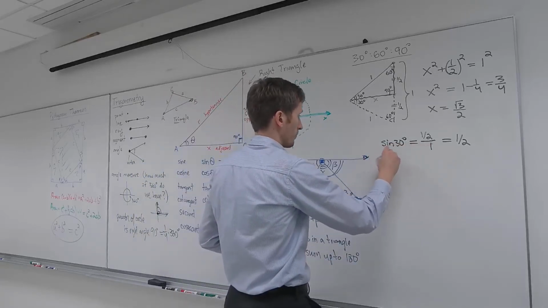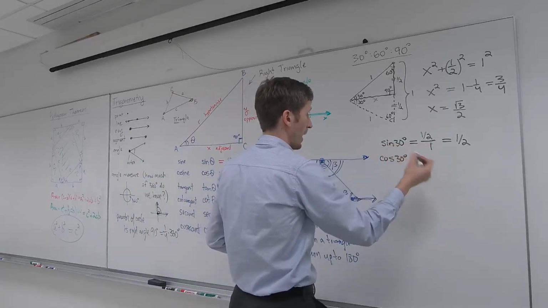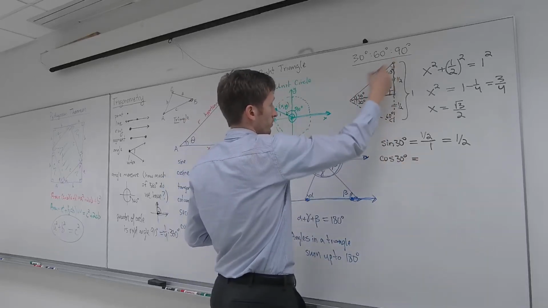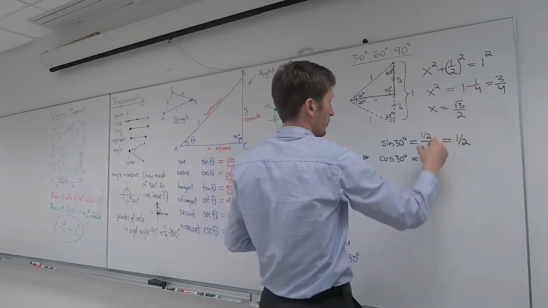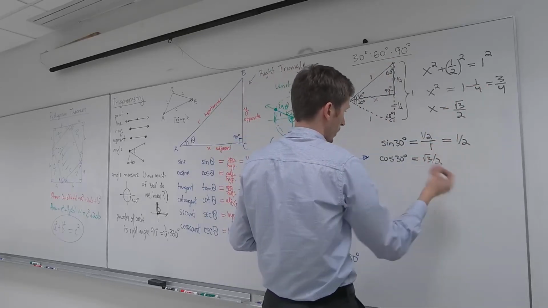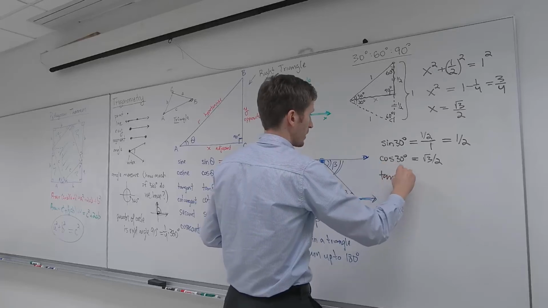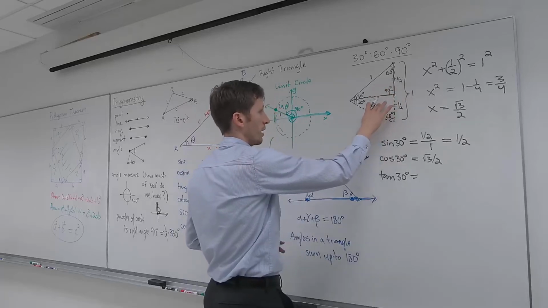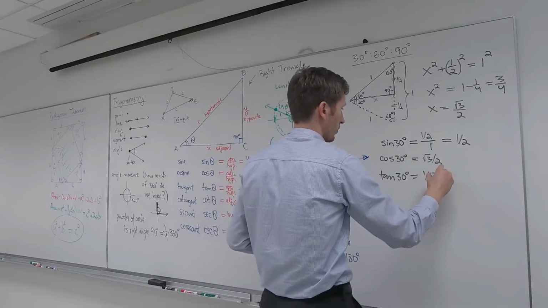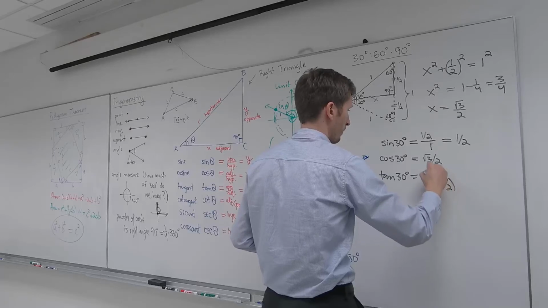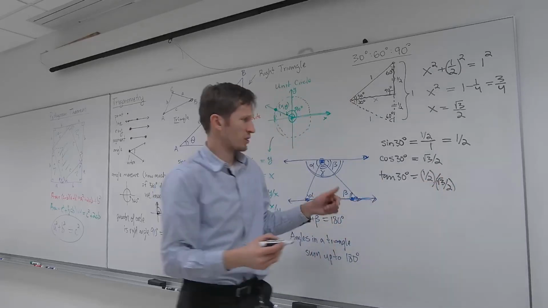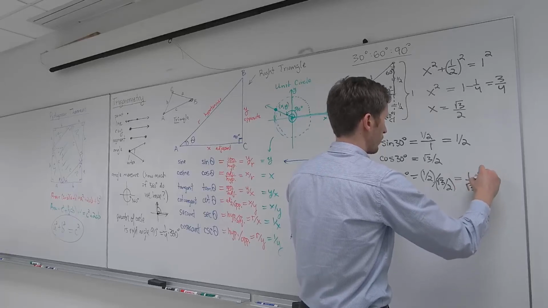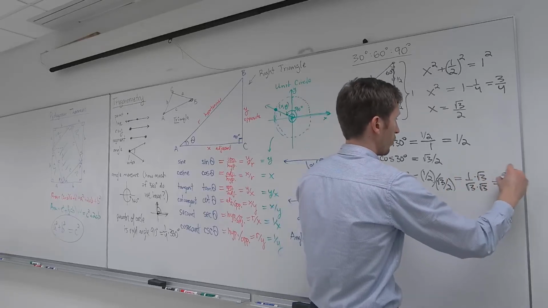What about cosine of 30? Well, that is actually my x, right? x over 1, or adjacent over hypotenuse. And that's going to be root 3 over 2 over 1, so root 3 over 2. And tangent of 30, what's tangent of 30, everyone? That's going to be opposite over adjacent. So 1/2 over root 3 over 2, right? If you simplify that a little bit, it's actually 1 over root 3. Multiply top and bottom by root 3, so you take away the radical at the bottom, and you get root 3 over 3.